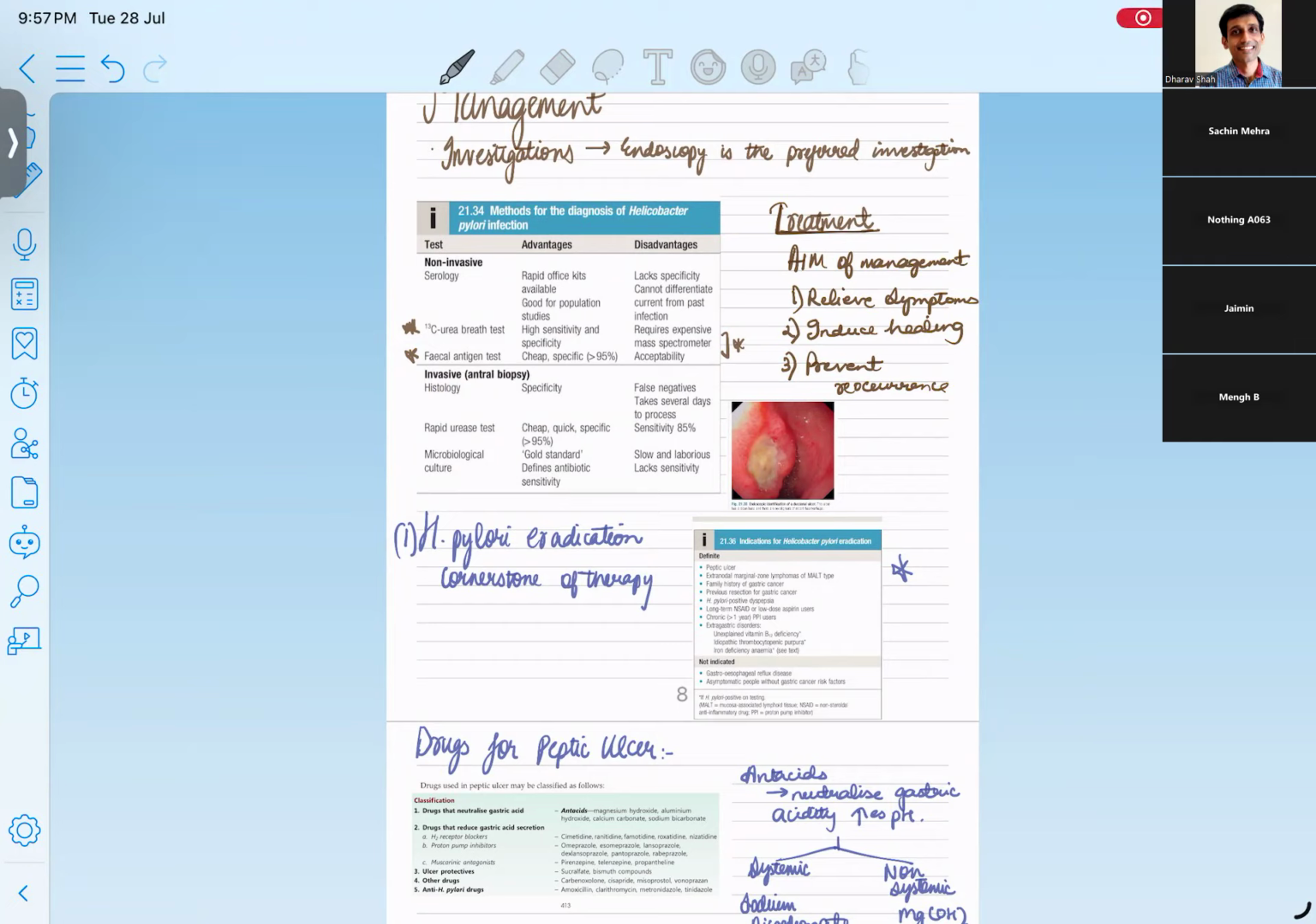Then, how do we move on with the endoscopic diagnosis? Normally, it is a standardized guideline. The surgeon who is performing the endoscopy also has to take the biopsy for serology, histology, and microbiology.